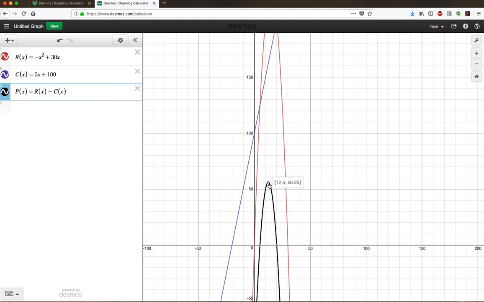And so using the technology here to give a visual representation of what's going on is a very useful way to go about solving problems like this.